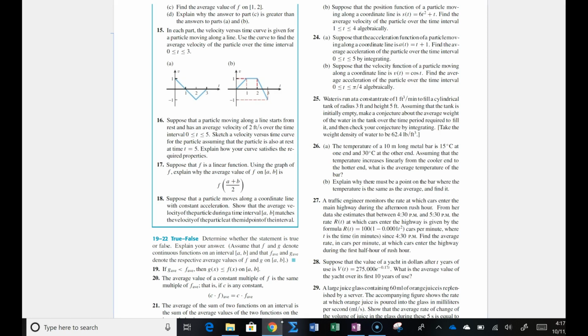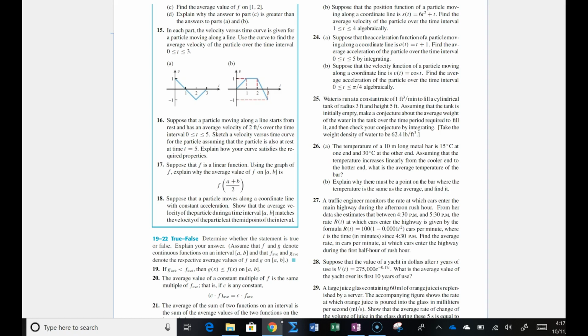Let's go to part B. Suppose the velocity function of a particle moving along a coordinate line is v of t. So B is a different question. Find the average acceleration of the particle over the time interval 0 to pi over 4 algebraically. Now, notice here, it's asking you for the average acceleration, right? But what they gave you here was the velocity function.